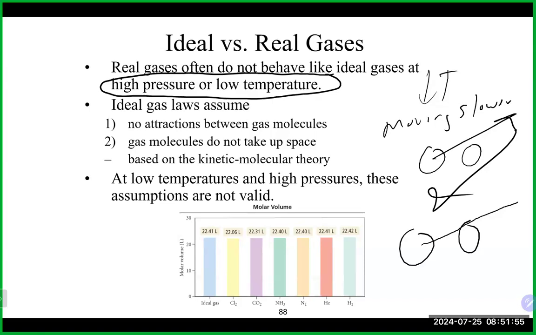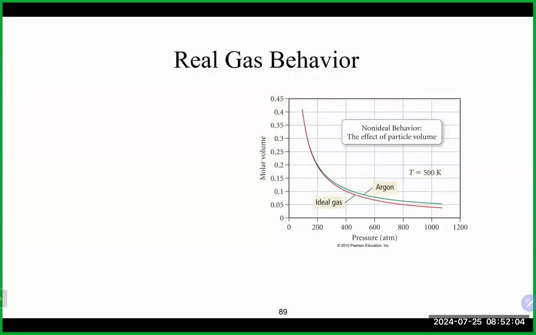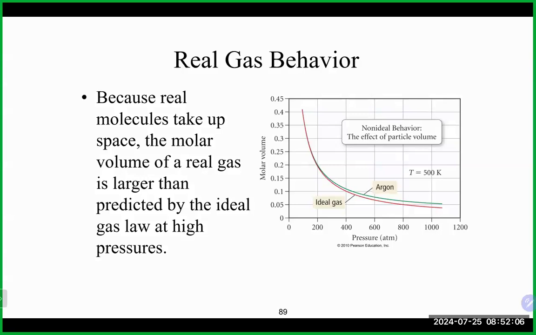Again, they're going to be near each other for a much longer period of time, and they're going to be in a much smaller volume, and thus the volume of the gas molecules is really important. So when we look at molecules that take up space, the molar volume of a real gas is larger than predicted by the ideal gas law at higher pressures. Under ideal situations, this is the red line. That is what we would expect the molar volume of a gas to be. That is our 22.414 liters.